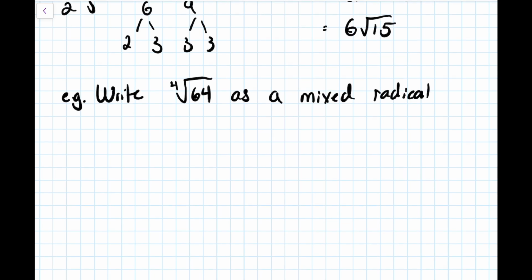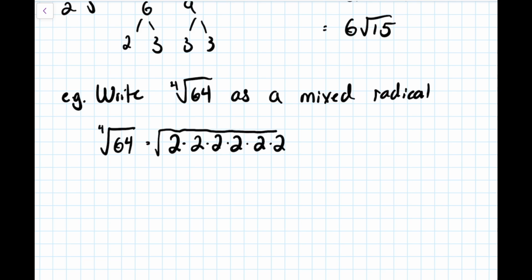All right, so if we take that 64 and we break it down, 64 is just a whole bunch of 2s. Specifically, it is 6 2s. So if I want to do a fourth root, previously we said that whatever your index is, that's what's going to tell you how big your groups are going to be. So since this is a fourth root, I'm not going to make a group of 2 2s, I'm going to make a group of 4 2s.